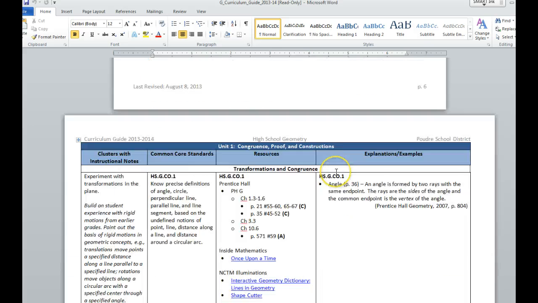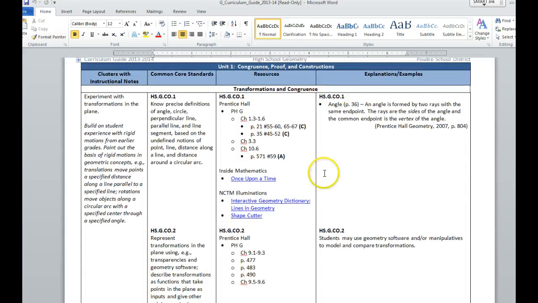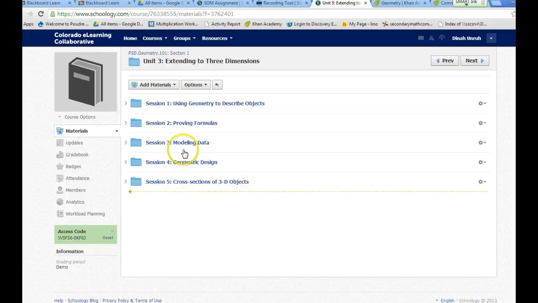But everything for the Common Core in Appendix A is broken down by units. And so I'm just following those units, and I looked at the standards and how I was going to use them and where I would put them. That's how I came up with these different sessions.